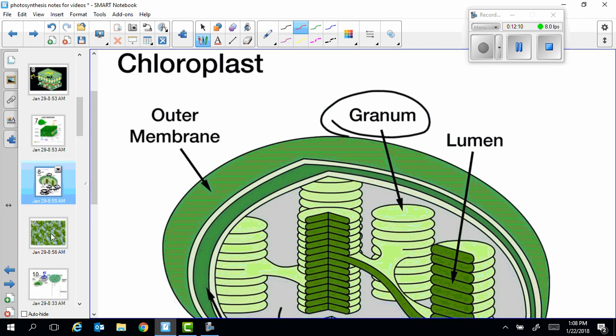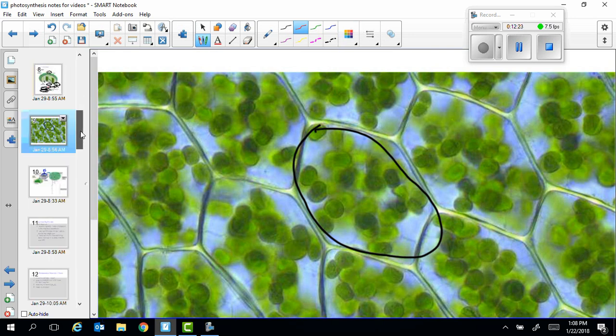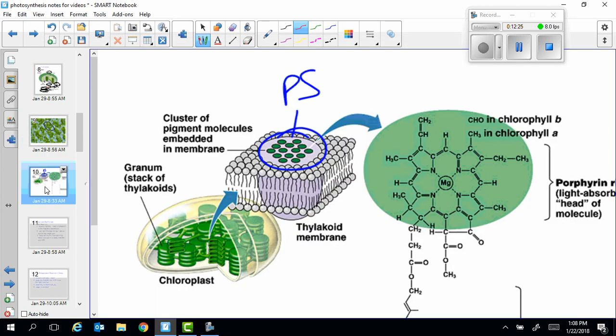All right, and here's a picture under a microscope. You can see here is one cell, and all of those chloroplasts are within it. So this cell definitely has the function of photosynthesis because it has a very abundant amount of chloroplasts. Okay, you need photosystems, and photosystems are clusters of pigments that are able to absorb light. You're going to find those in the thylakoid membrane of the grana.